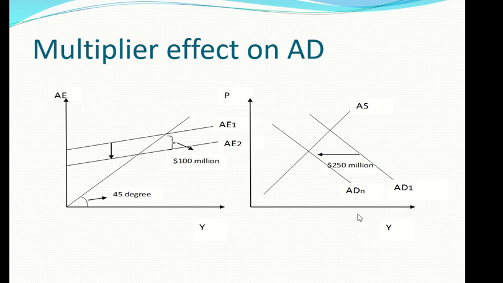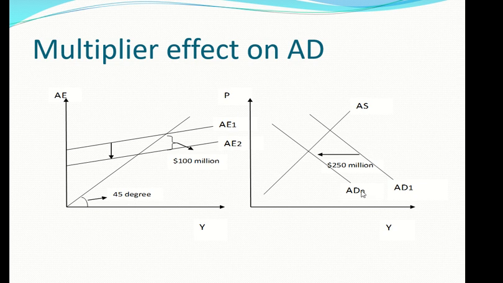On the right-hand side, let's illustrate the end result after the multiplier effect has taken place. So initially, we have the aggregate demand 1, AD1. After the multiplier effect has taken place, the total effect on the aggregate demand, the total decline in the aggregate demand, is $250 million. So the horizontal distance between these two aggregate demand curves is $250 million.